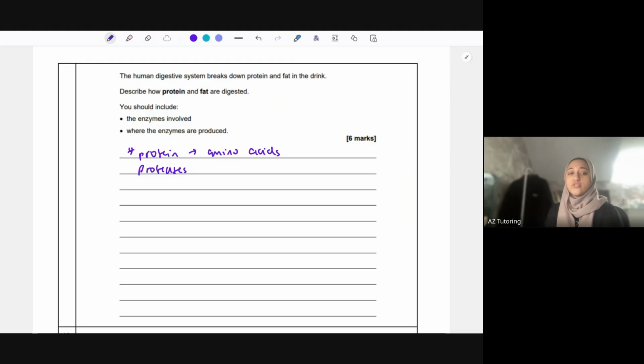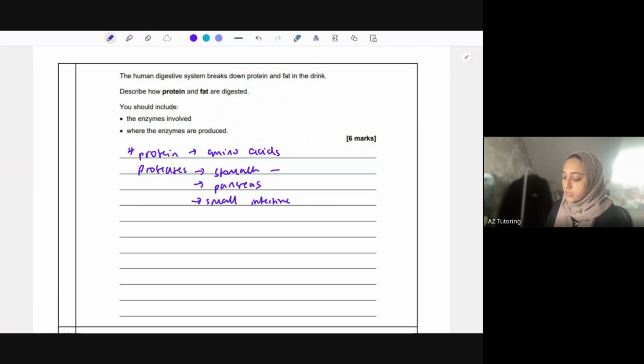Now, proteases, you just need to speak about where they're found. Well, they're found in the stomach. The stomach is quite acidic. They're also produced in the pancreas as well. So these are where they're produced. The stomach and the pancreas, and also produced in the small intestine as well, if you want to write that down. Remember, the small intestine is where things are also absorbed as well.